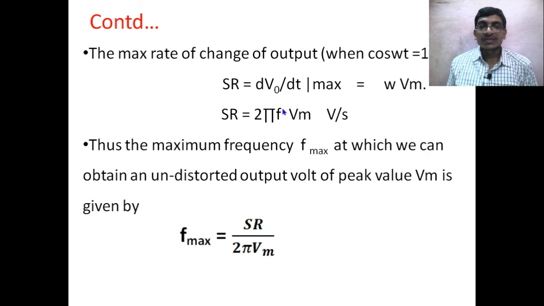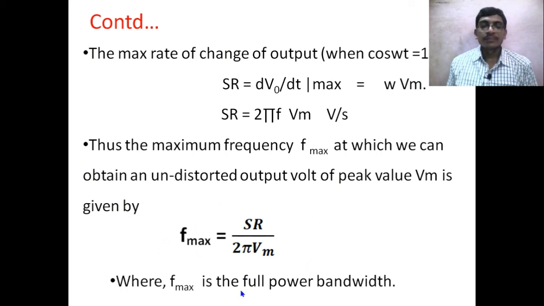If you rearrange the equation, f is equal to slew rate divided by 2 pi Vm. In this equation, f maximum is the full power bandwidth. In the problems, they may ask you to calculate the full power bandwidth of the operational amplifier by just giving the maximum peak value or the peak to peak value and the slew rate value. Or else they may ask you to calculate the slew rate of the op-amp by just giving the f maximum and Vm values. So we have to use this formula in the problems.